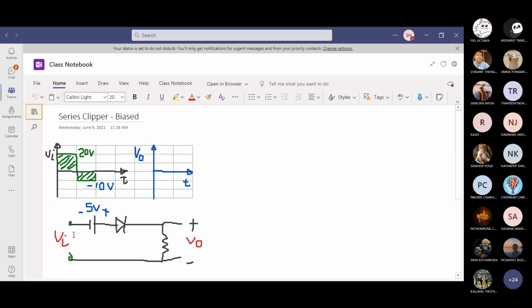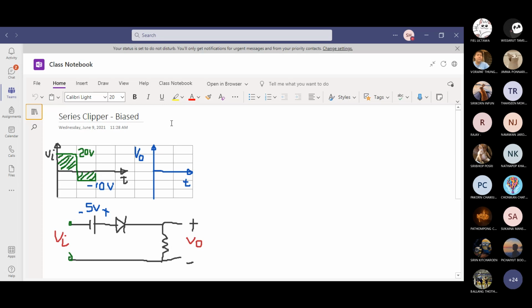This is your circuit. And inside the circuit, there is a bias. DC bias is minus plus 5 volts. And you have your diode. Nothing is mentioned. I don't say it is silicon or germanium or what. So assume it's an ideal diode.